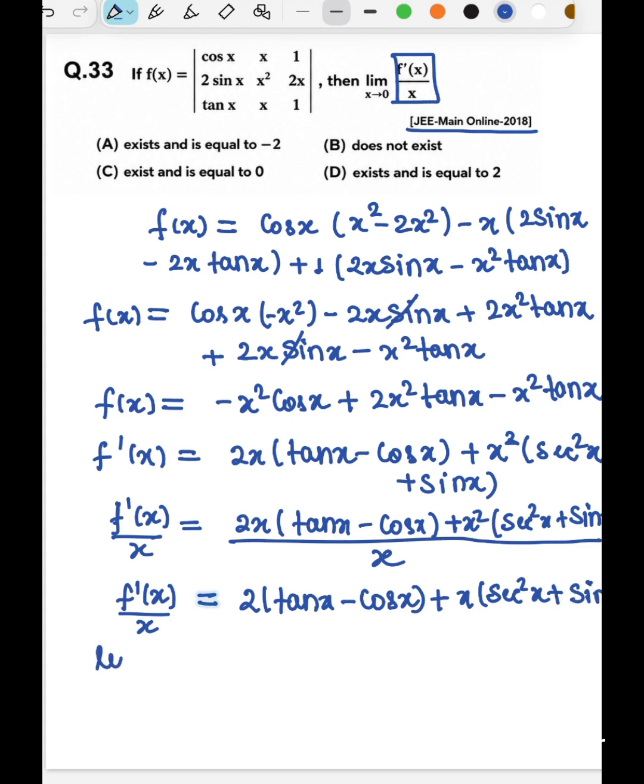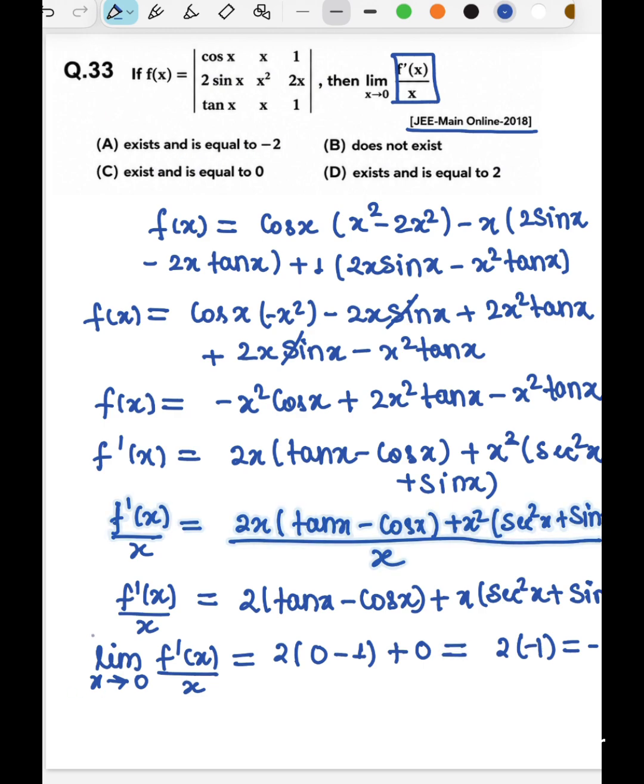Now limit x tends to 0 of f'(x) upon x is equal to 2 tan 0, which means 0, minus 1 plus 0. So this is equal to 2 into minus 1, and this is equal to minus 2, right. So what's your answer? The limit exists and is equal to minus 2, okay. The value is minus 2 and it exists, so your correct answer will be option A. So thanks for this.